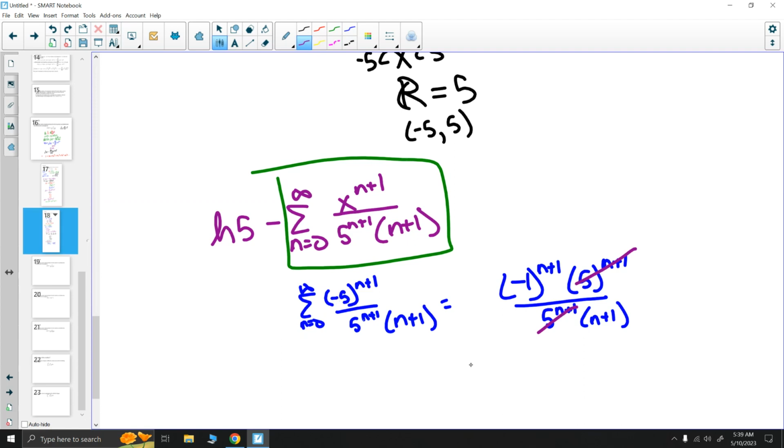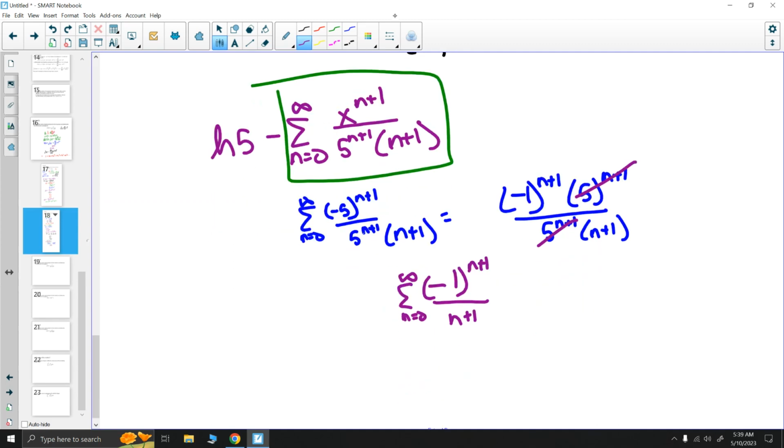These two cancel, and we're left with an alternating series, negative 1 to the n plus 1 over n plus 1, sum n equals 0 to infinity. So this is an alternating series, and we can use the alternating series test to test for convergence. So all we have to show is that 1 over n plus 1, that is the b sub n portion of it, the non-alternating part, goes to 0 as the limit as n approaches infinity. So first of all, does this go to 0? Yes, it does. 1 over infinity would be 0.